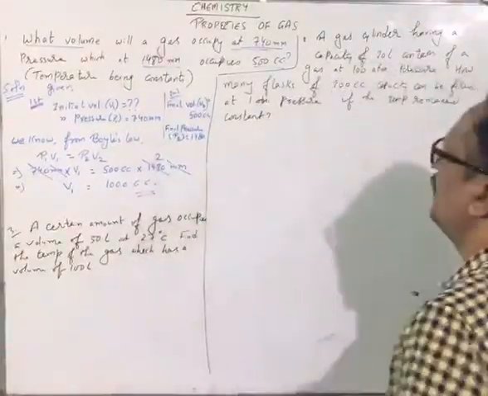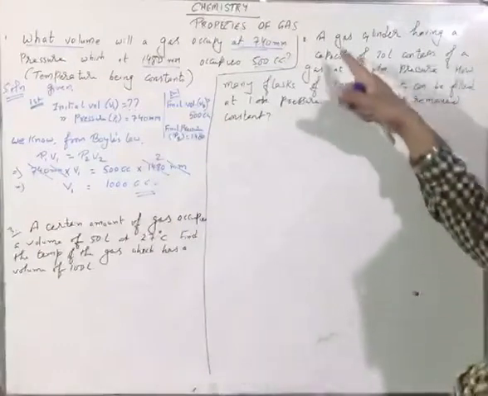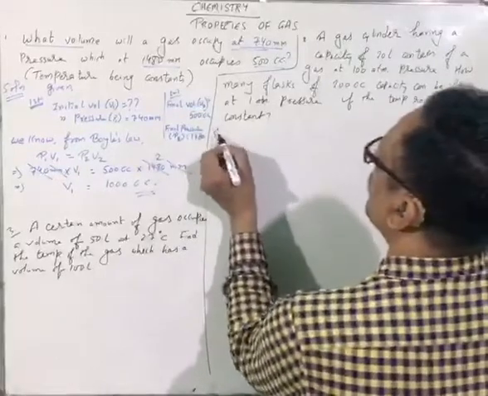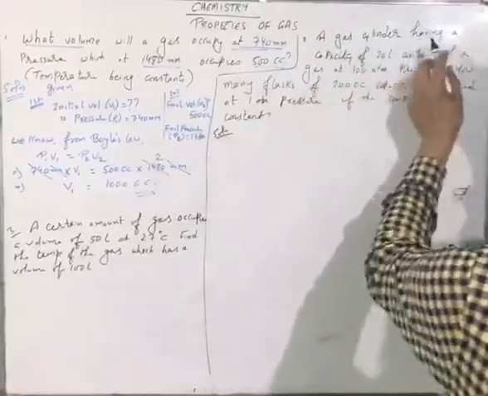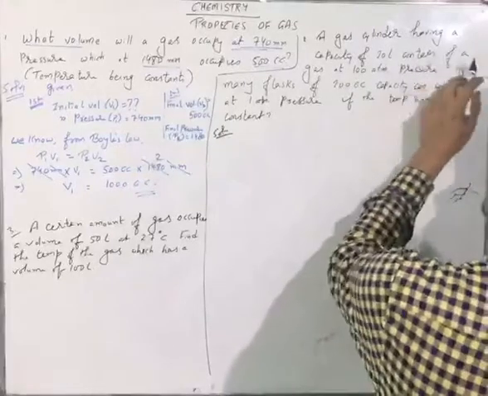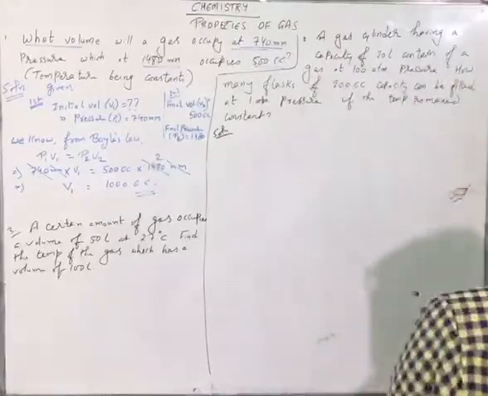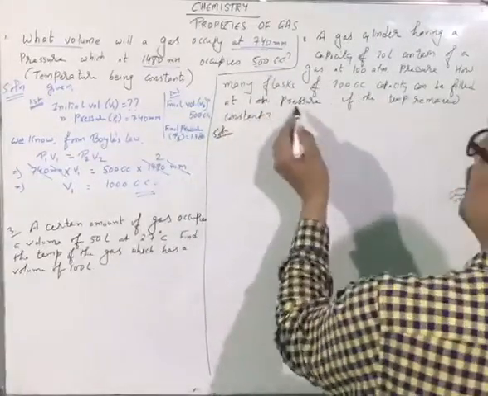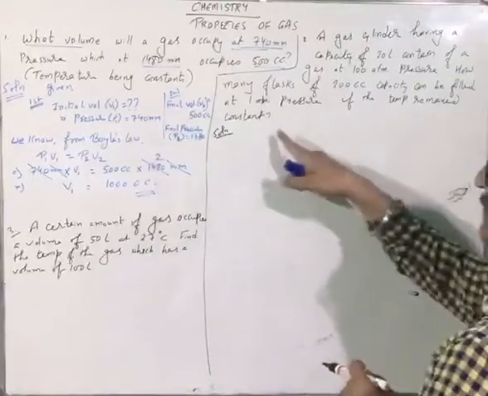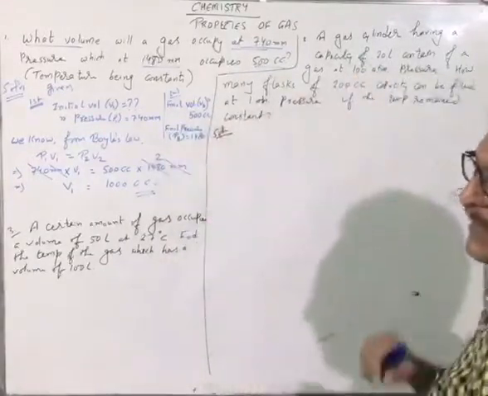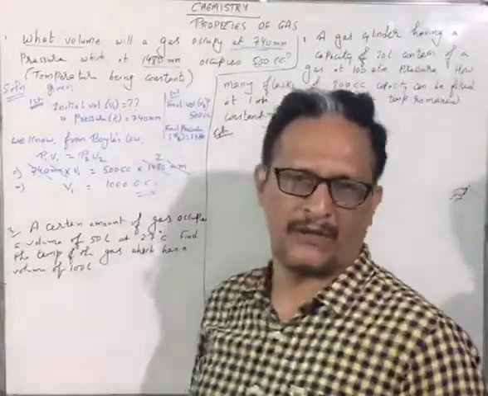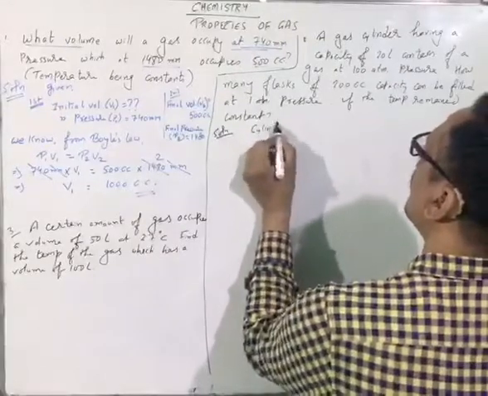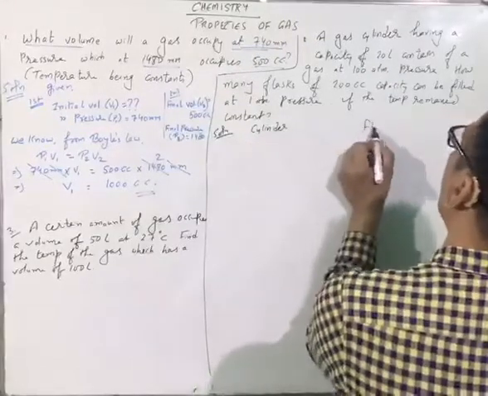Next is question number 2. A gas cylinder having a capacity of 20 liters contains a gas at 100 atmospheric pressure. How many flasks of 200 cc capacity can be filled at 1 atmospheric pressure? Here the temperature remains constant. Again, when the temperature remains constant, we have to apply Boyle's law.